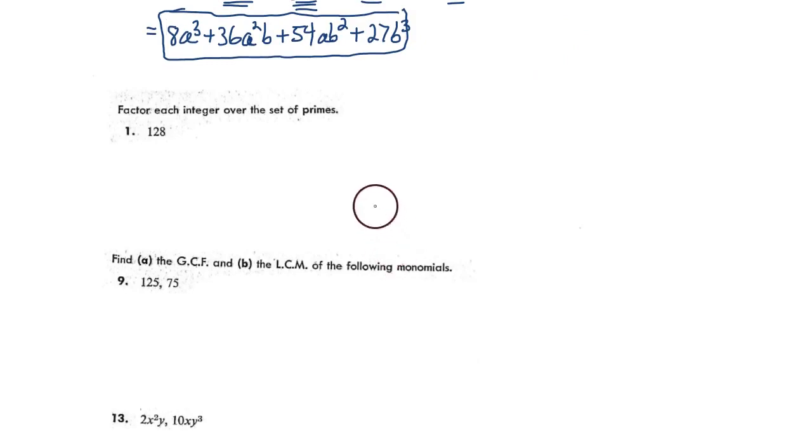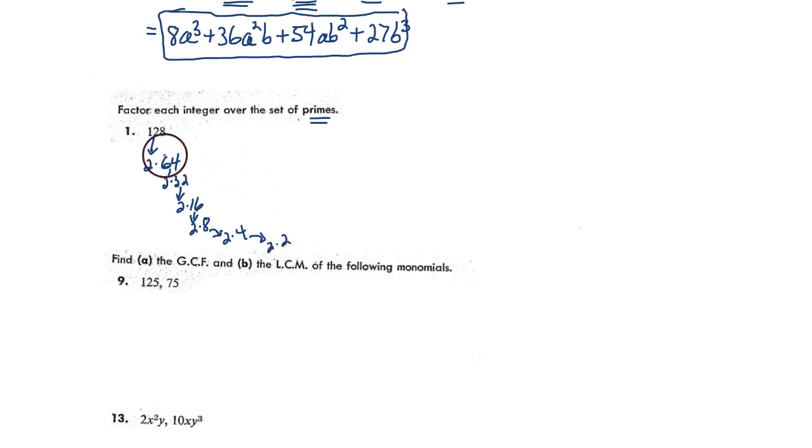Next one, factor over the set of primes. This is called prime factoring. The systematic approach is to divide it by 2 as many times as you can. So 128 is 2 times 64. The 64 is 2 times 32. The 32 is 2 times 16. The 16 is 2 times 8. The 8 is 2 times 4. And the 4 is 2 times 2.